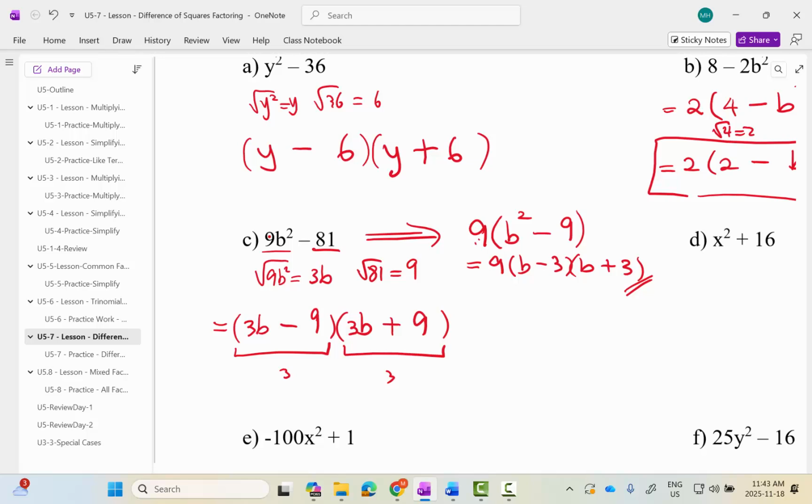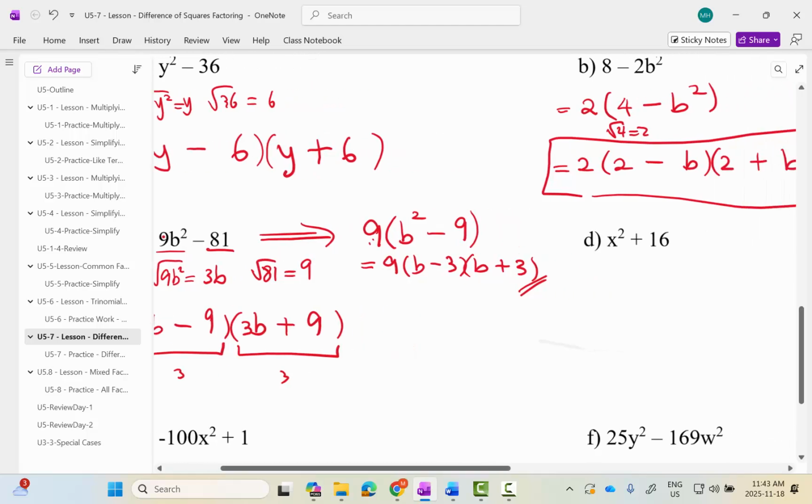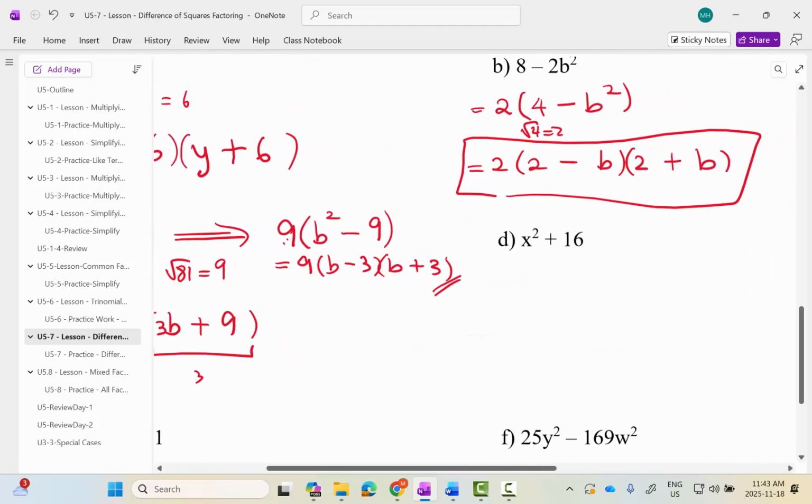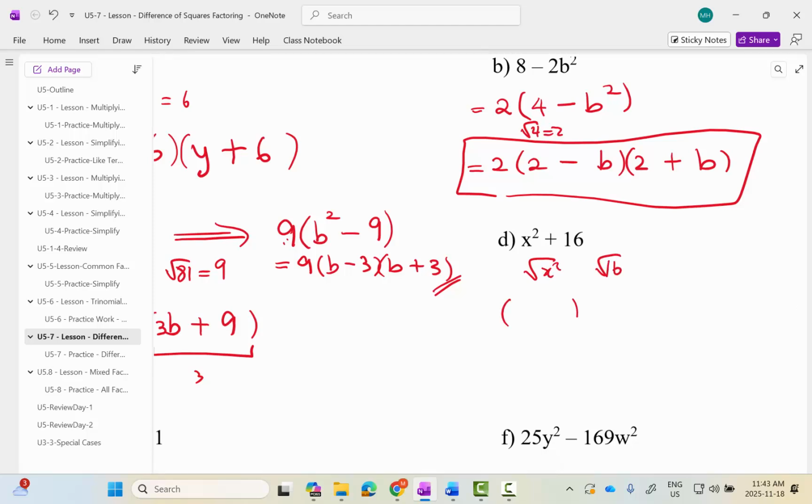So would D be x minus 4 times x plus 4? Yeah, very good. So all I need to do is square root x squared and square root 16. And so all I have is x times x, right? To get x squared. And 4 times 4 to get 16. Plus minus. Remember, one always has to be minus.